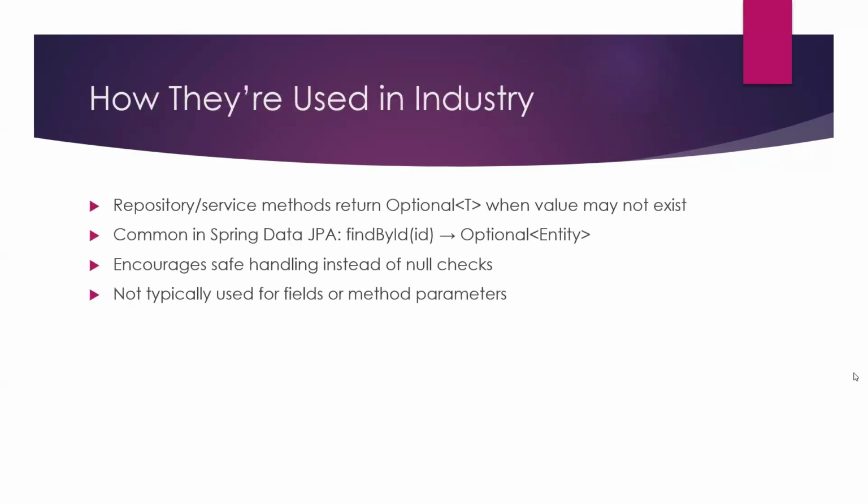So how do we use these in industry? The repository and service methods return optionals where a value may not exist. For example, if you're trying to grab something by ID from a database, there is a possibility that it may not exist. So this value is returned as an optional. And speaking of that, it's common in Spring Data. So in Spring Boot, findById returns an optional. It encourages safe handling instead of null checks. However, we try to avoid using optionals in fields or method parameters.